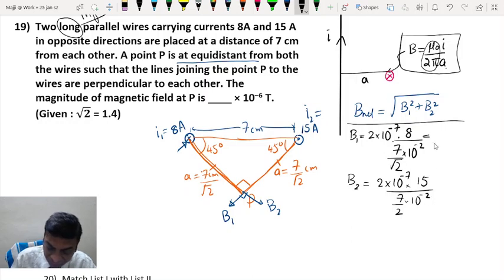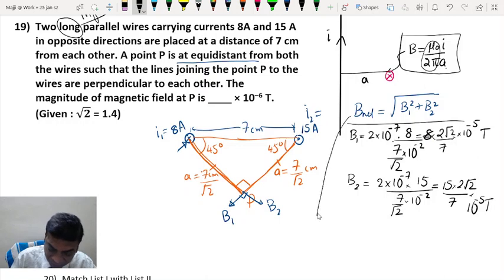So this gives you 2 root 2 by 7 into 8 into 10 to the power minus 5 Tesla, and B2 will be 15 into 2 root 2 upon 7 into 10 to the power minus 5 Tesla. When you substitute here, you get the net field. Whatever can be taken common, just take them common. So 2 root 2 by 7 into 10 to the power minus 5 can be taken common. You have the square root of 8 square plus 15 square.